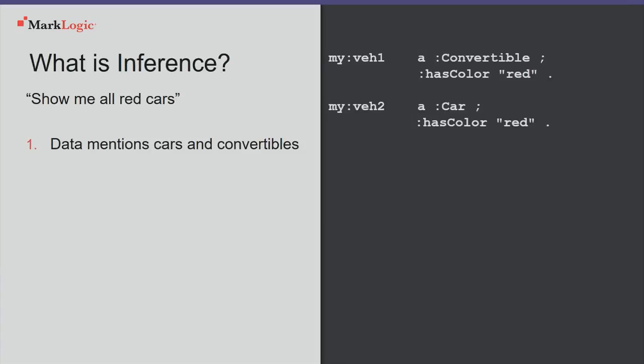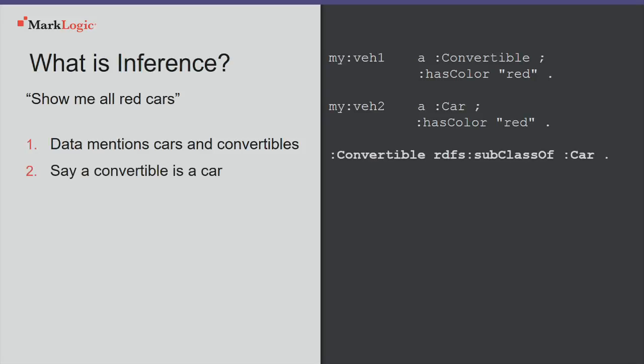So let's just do a simple example here. Back to our cars, I have a user need: show me all the red cars, all right? Our data mentions two cars, a red convertible and a red car. But we also have this subclass relationship based on, thanks to one of our ontology language widgets here, subclass of.